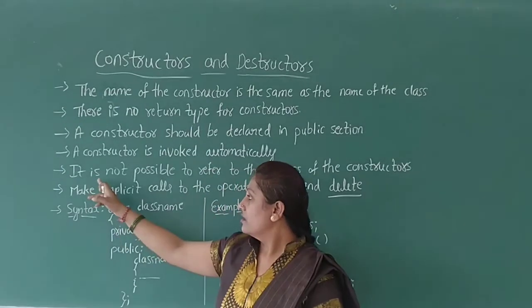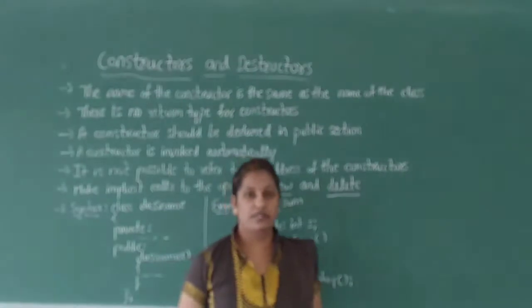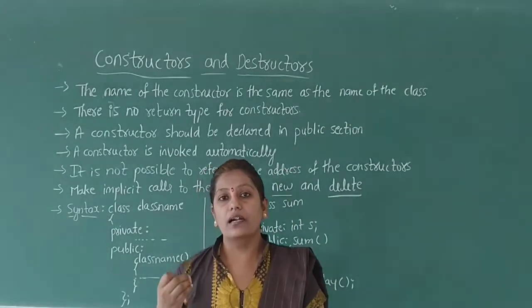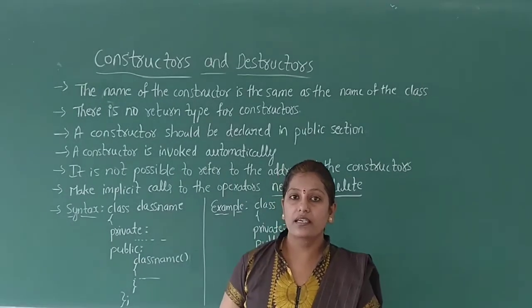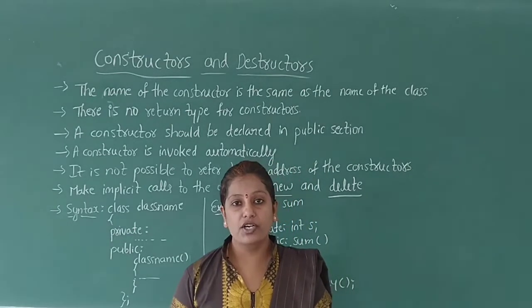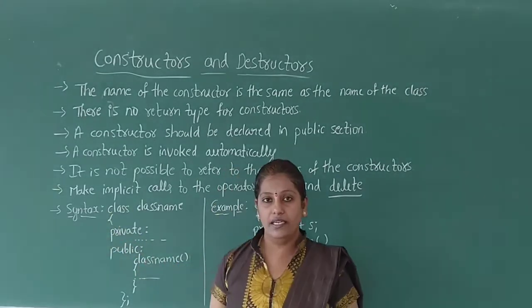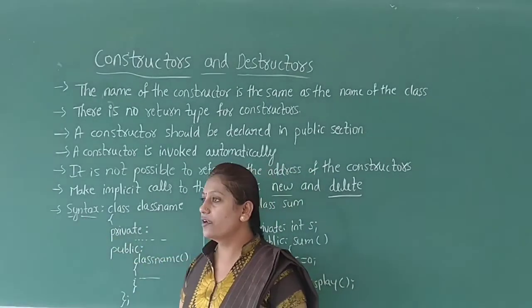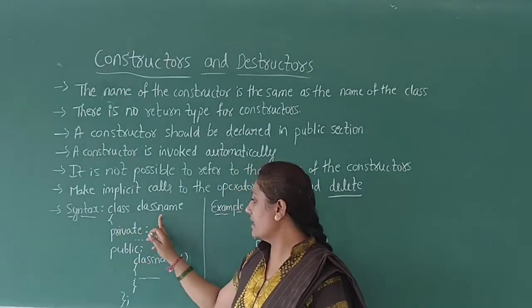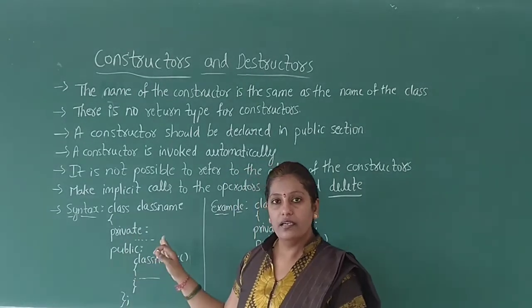And one more, it is not possible to refer to the address of the constructor. Here we cannot pass an address of an object to the class when you are using a constructor member function in the class. And now the syntax, the general format for declaring a constructor: class name, private. In the private section we declare data members.